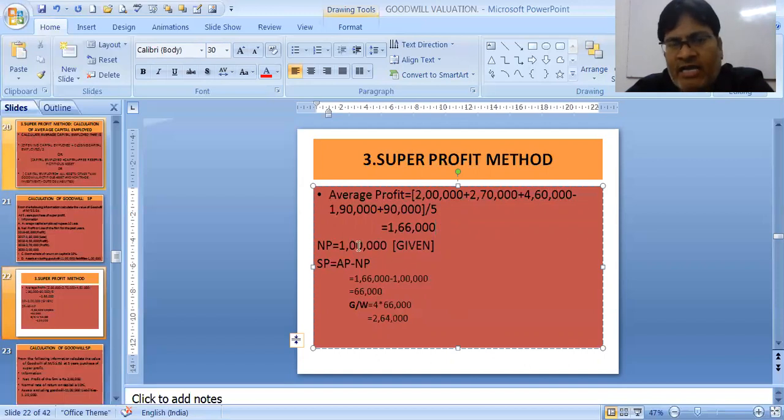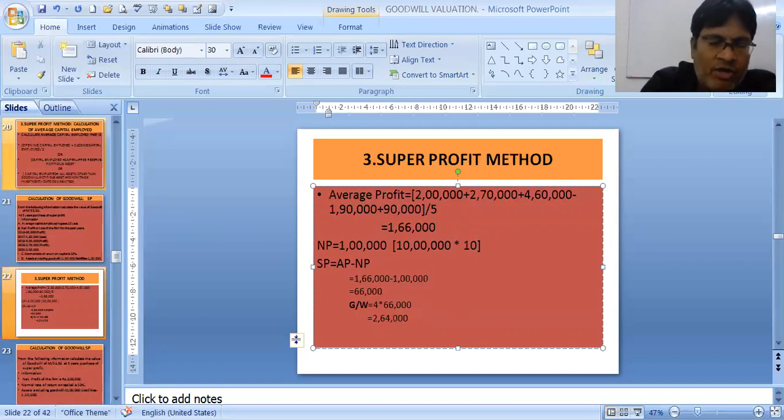Net profit is 1 lakh, given. Normal profit is given as 1 lakh, or you can find out normal profit also. Normal profit was not given in the sum actually; it was to be found out. It's given how? You have to find it out through capital employed. Capital employed was 10 lakhs. Now multiply into 10%. If you do this, you will get your normal profit.